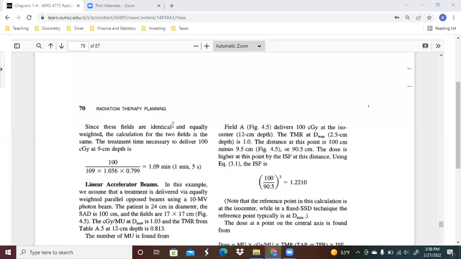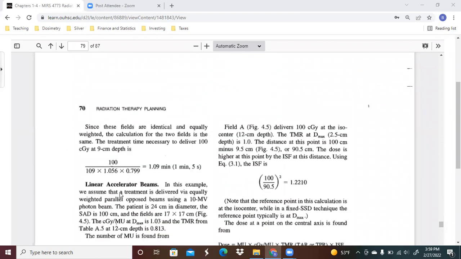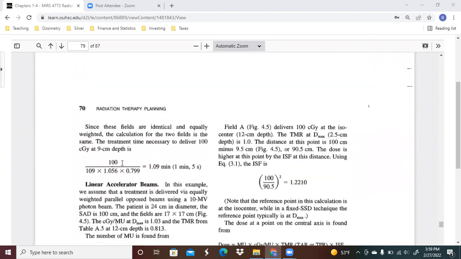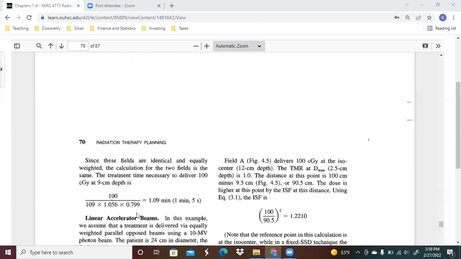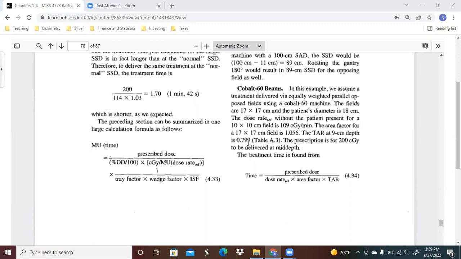Sorry, this is part 3 of the video, and the TAR, I think I mentioned having the air as a ratio with the air on top and the phantom on the bottom. It's actually the other way around, so I'm sorry about that. Since we're looking at this particular example here, we know what the TAR is, we know what the area factor is, and we know what the reference dose rate is, because all of these were told to us here.